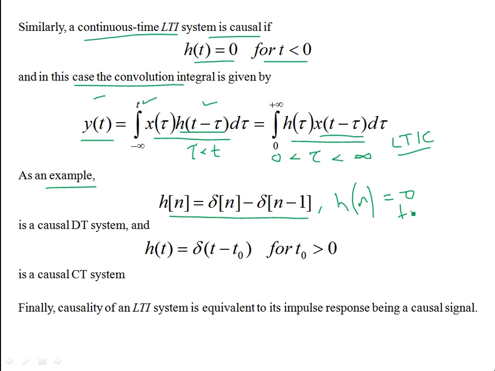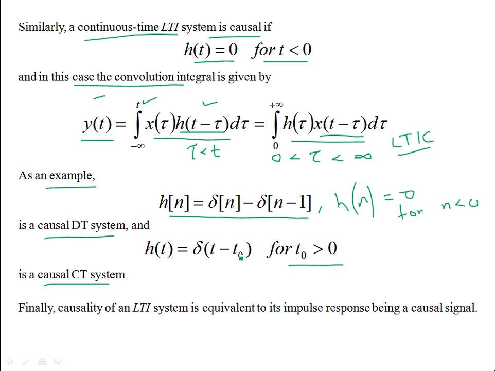So this implies causality. For n less than 0, this implies causality. This is a causal discrete time system. Similarly, over here, unless your t naught is negative, it's greater than 0. That means you're shifting the input. The system is simply delaying the input by t naught, and if t naught is greater than 0, then that implies causality. So it's a causal continuous time system.